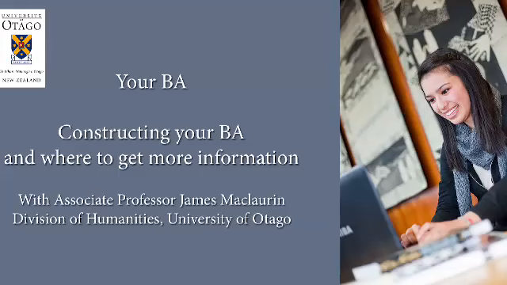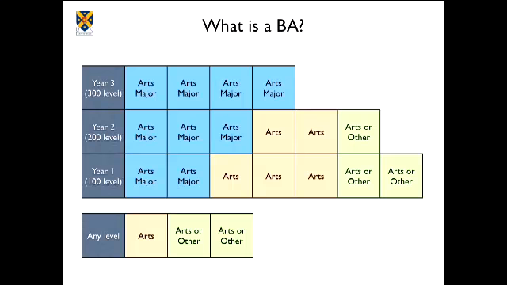So in the second part of this talk, I want to talk more specifically about what a BA is, how to construct one, what it consists of, and how you might make some choices along the way in thinking about what your BA should look like. So I'm going to start off with a picture. This is a picture of a degree, a picture of the BA.